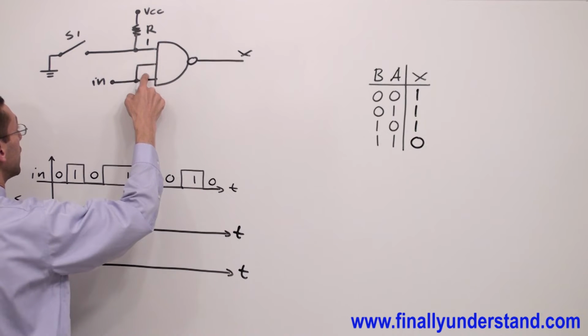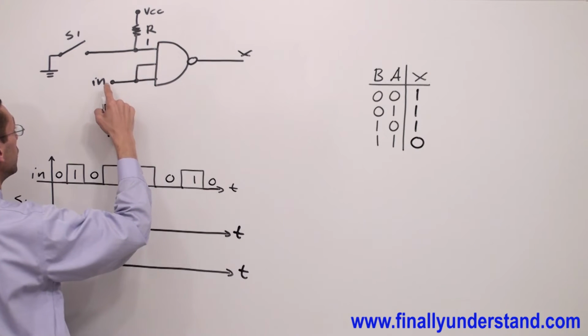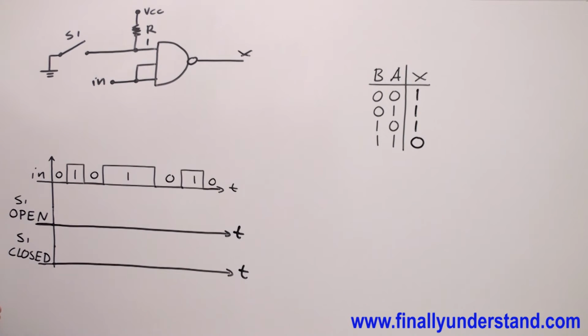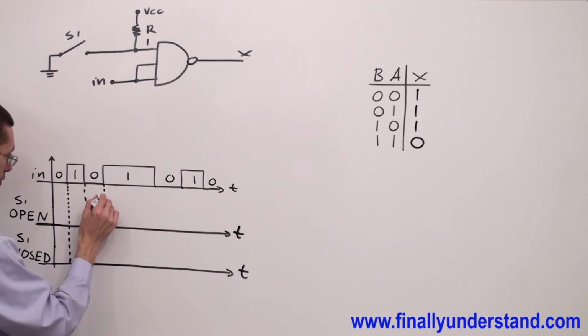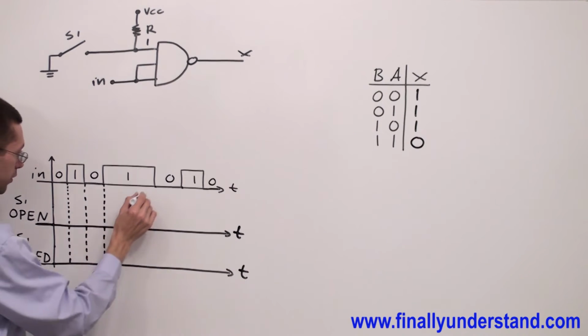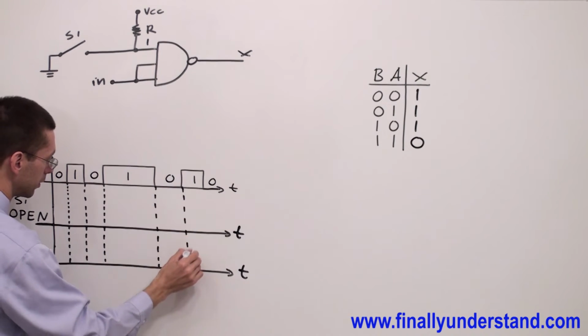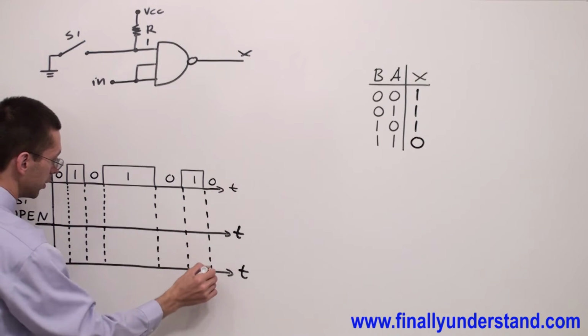Input 2 and 3 are connected together and both of them are going to receive the input signal. Now, we're supposed to find the waveforms when the switch is open and when the switch is closed. So what we're supposed to do, always draw dashed lines at every single change of the input waveform.